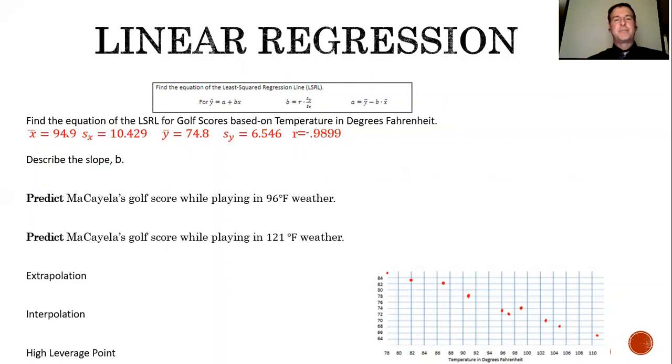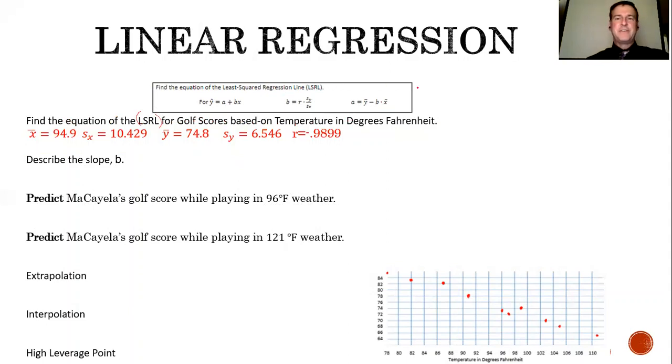Okay, but again, you could have just put those in your 1-Var Stats for your L1 and your L2 and figured those out from the couple days ago that we did that. All right, now here's what it says. Find the equation of the, and this is abbreviated and this is allowed, least squares regression line for golf scores based on temperature in degrees Fahrenheit.